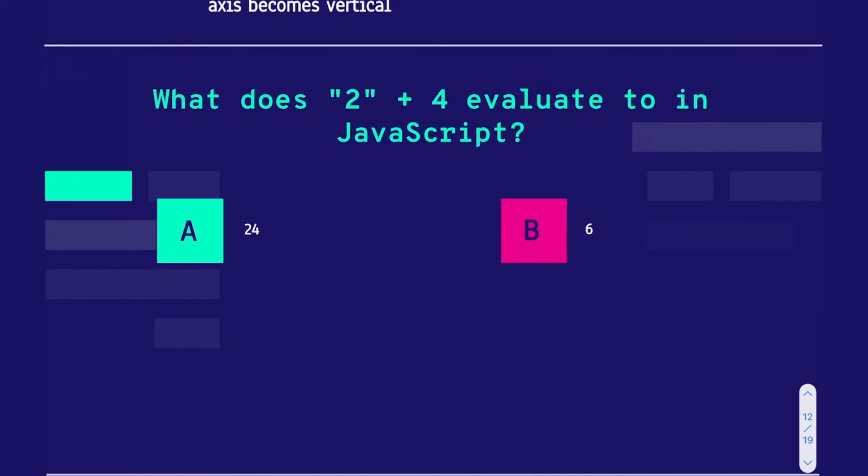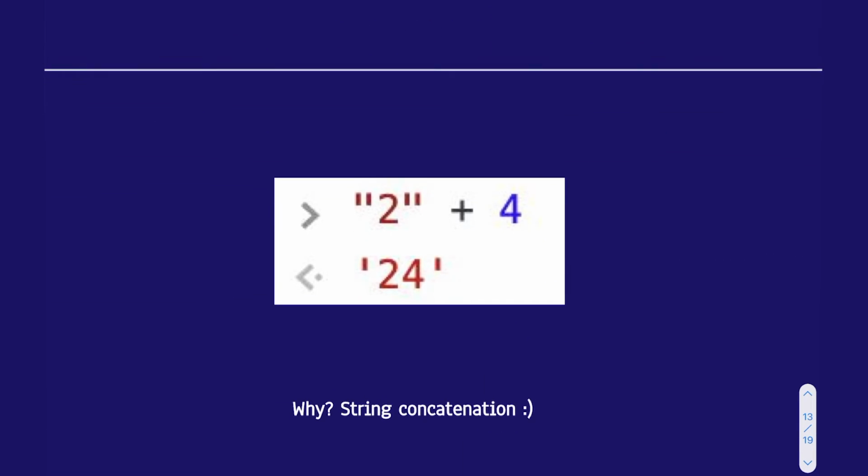What does 2 plus 4 evaluate to in JavaScript? A, 24, or B, 6? I know you want it to be 6. I want it to be 6 too. JavaScript is so weird, but the correct answer is 24. And you're probably like, what? That makes no sense. But if you pop open your console and you type that in, it'll say exactly that, 24.